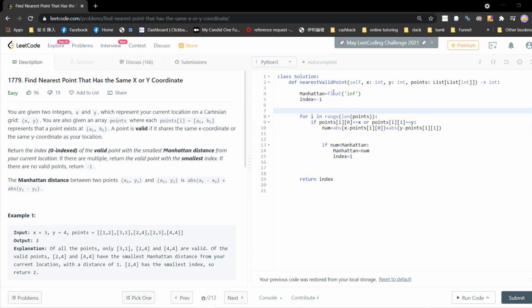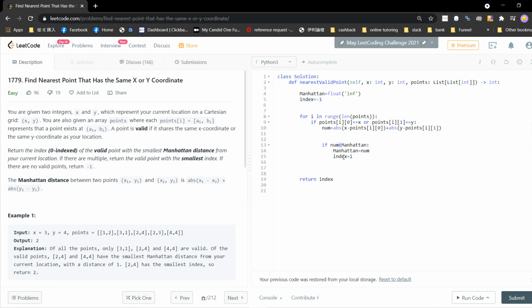Okay, for this problem, I first define the Manhattan distance to be infinity. For each valid point I get, if the Manhattan distance is less than the original, then I replace it. So the idea is: for i in range of the length of points, I get the point, and by the way, I define index to be -1. If the point is valid, meaning its x coordinate is the same as our x or its y coordinate is the same as our y, then I calculate the Manhattan distance as num. If num is less than our original Manhattan distance, then I replace the Manhattan distance with num and set the index to i.